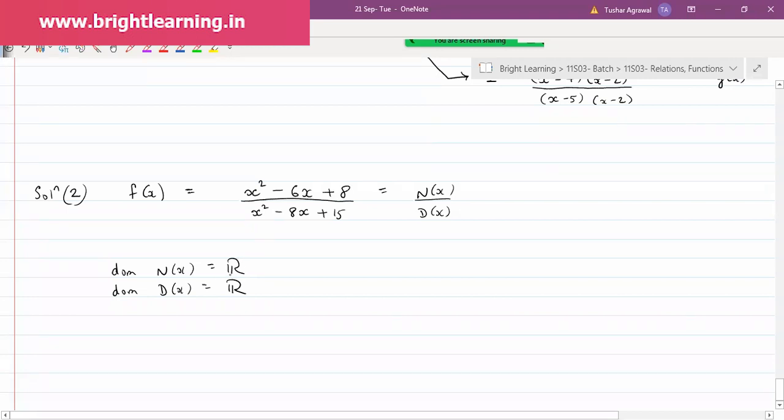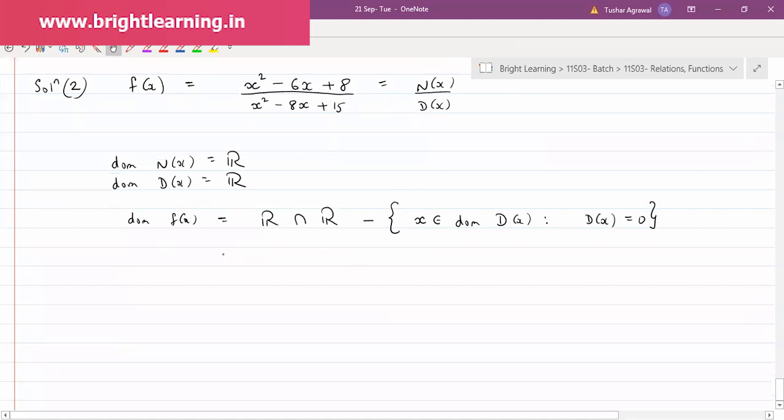So what is the intersection? For the domain of f of x, what will we have to do? I will have to take R intersection R, the first domain and the second domain intersection, but I will have to remove some points. Which points? The denominator should not be 0. So I will have to remove the set of x belonging to the domain of d of x, the denominator function, such that d of x is becoming 0. Yes or no? These are the problematic points. Previously, how we saw it. Yes or no? Yes, sir.